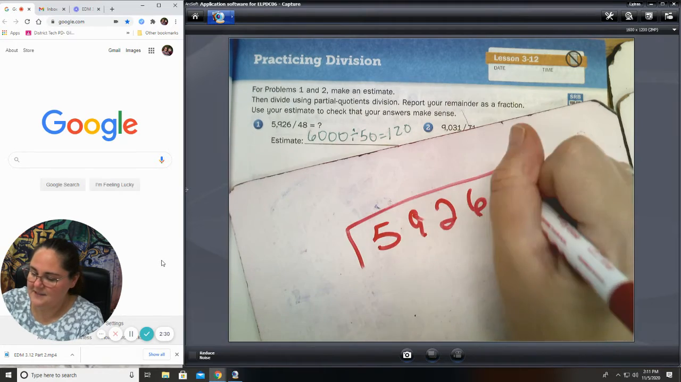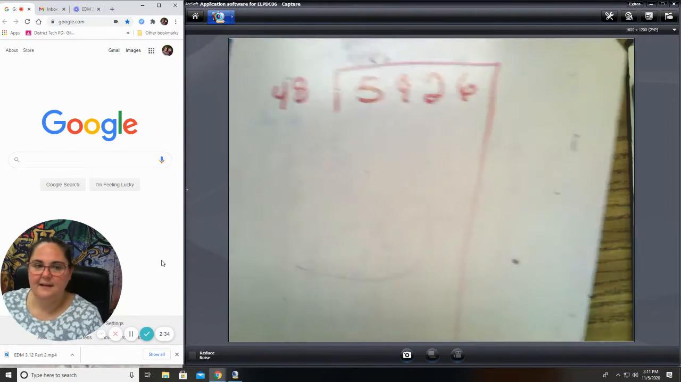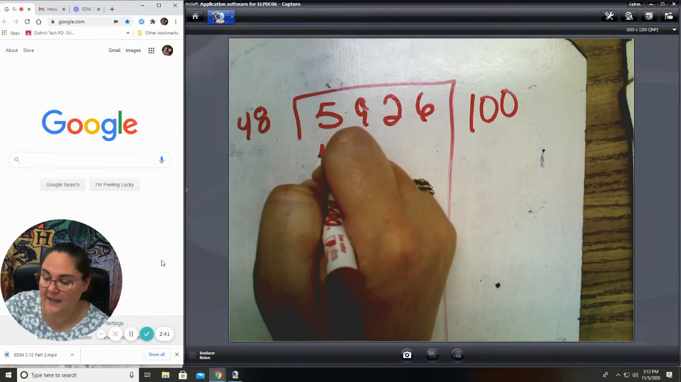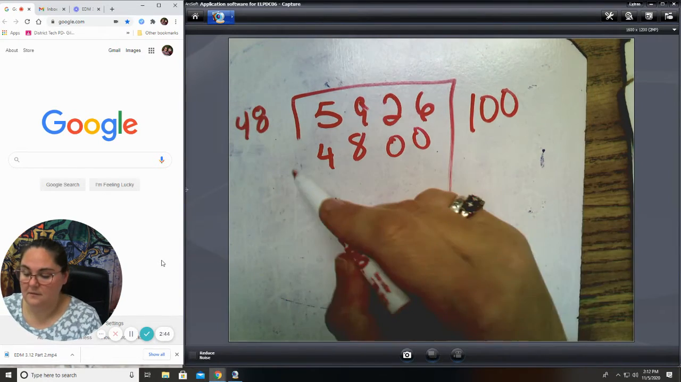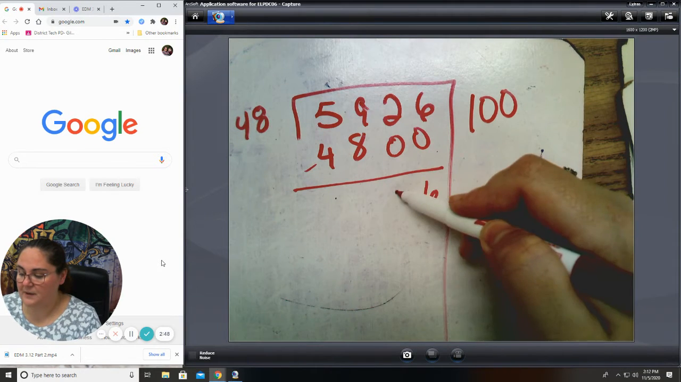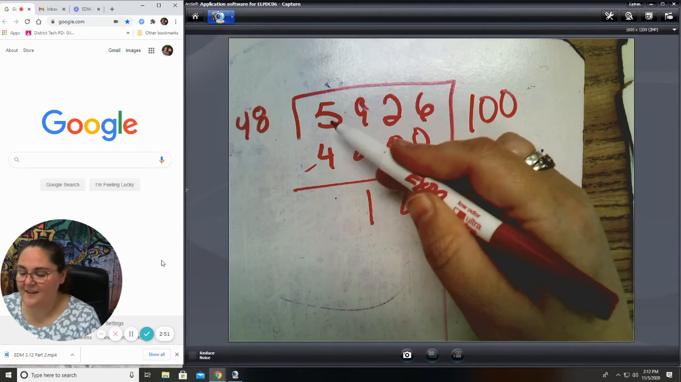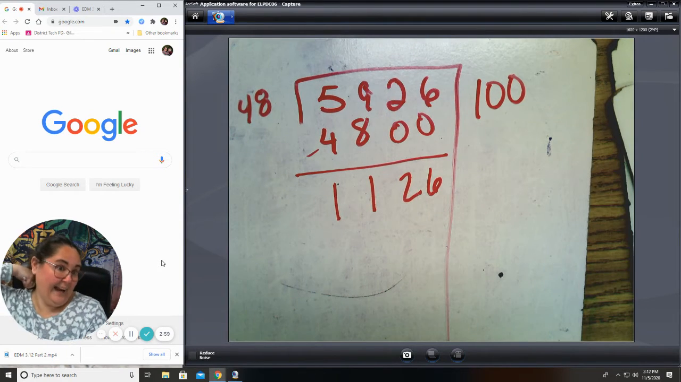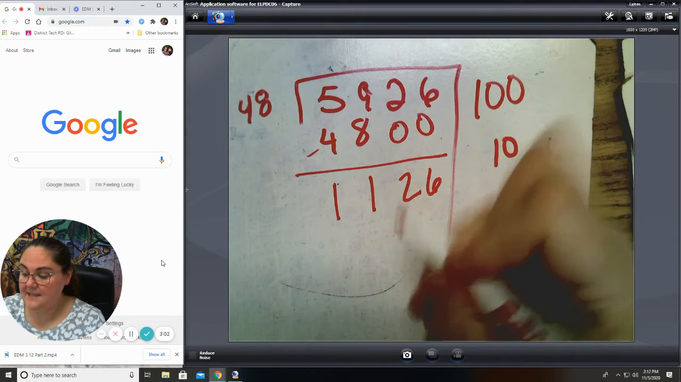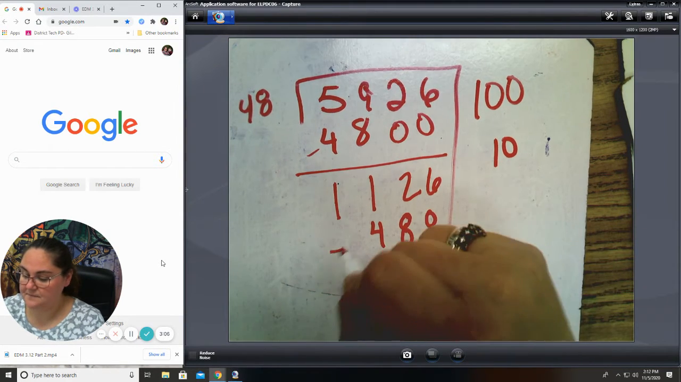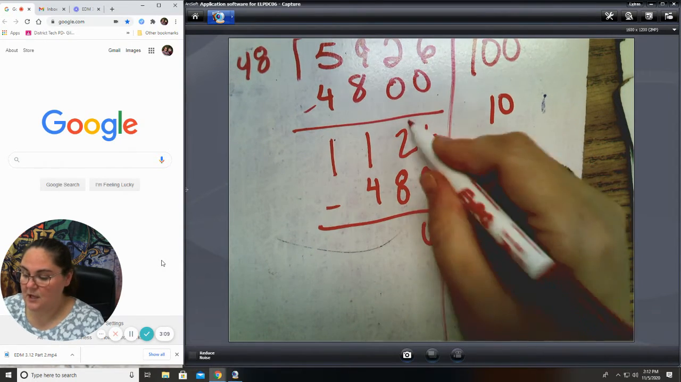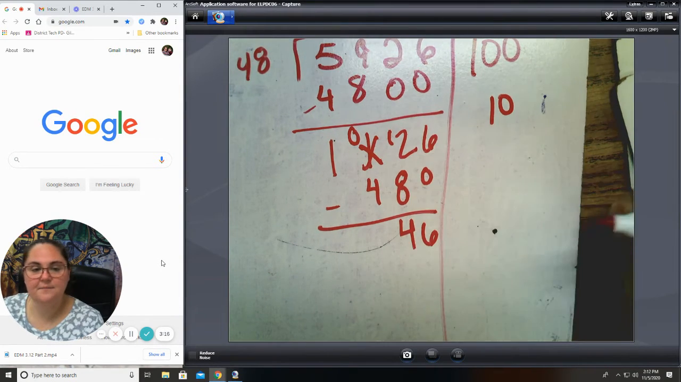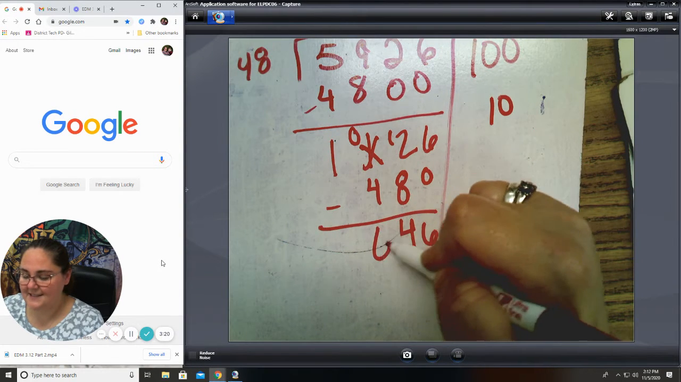5,926 divided by 48. All right, I know right now I can do a group of 100 because I know 100 times 48 is 4,800. 6 minus 0, 2 minus 0, 9 minus 8 is, 5 minus 4 is. All right. I can't do another group of 100, but I know I can do a group of 10. 10 times 48 is 480. 6 minus 0 is 6. 2 minus 8, you can't do. 12 minus 8 is 4. Then 10 minus 4 is 6.